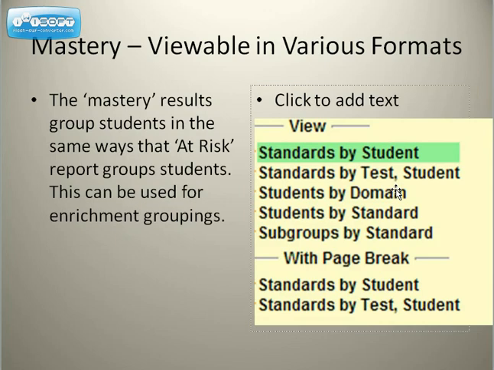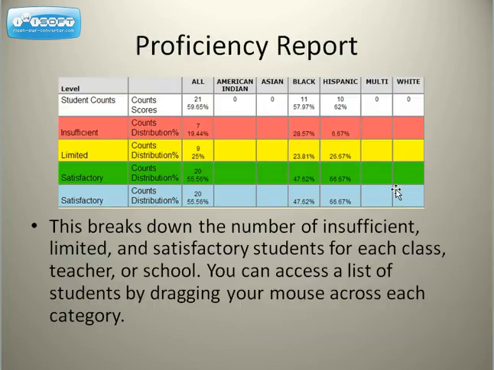Mastery. A mastery report shows you the exact opposite of the at-risk. These are the students who have performed at 70% or better, and so it will give you your high group when we're taking these students and putting them into differentiated groups.